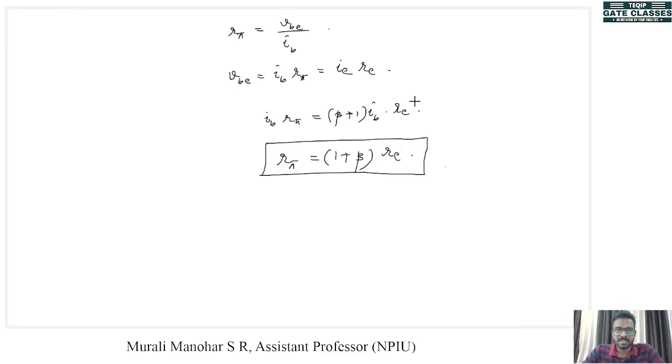So now we can discuss the small signal modeling of a transistor. That will be done in the coming classes.